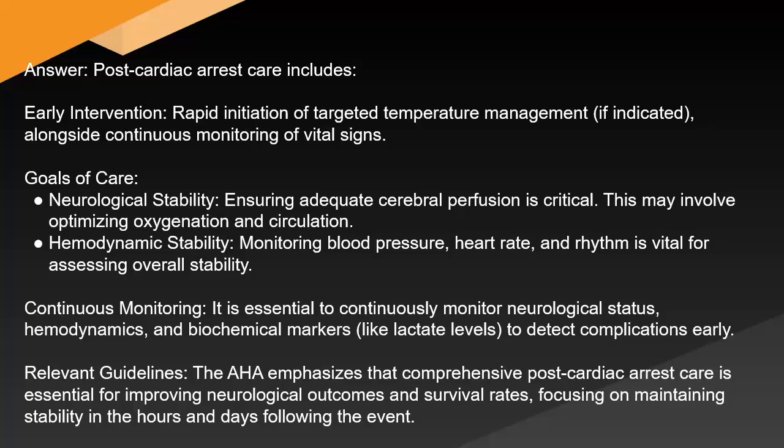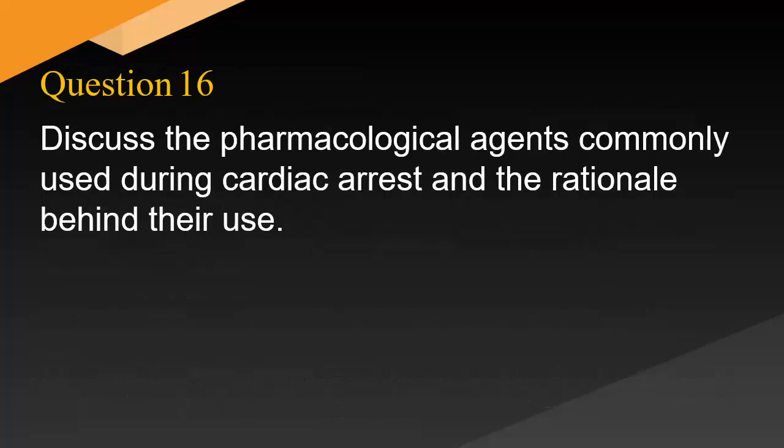Continuous monitoring. It is essential to continuously monitor neurological status, hemodynamics, and biochemical markers like lactate levels to detect complications early. Relevant guidelines. The AHA emphasizes that comprehensive post-cardiac arrest care is essential for improving neurological outcomes and survival rates, focusing on maintaining stability in the hours and days following the event. Discuss the pharmacological agents commonly used during cardiac arrest and the rationale behind their use.